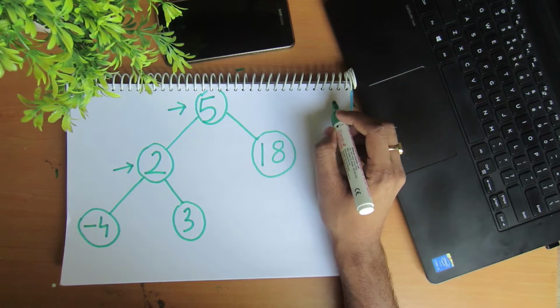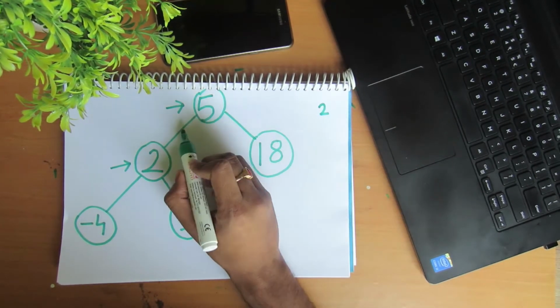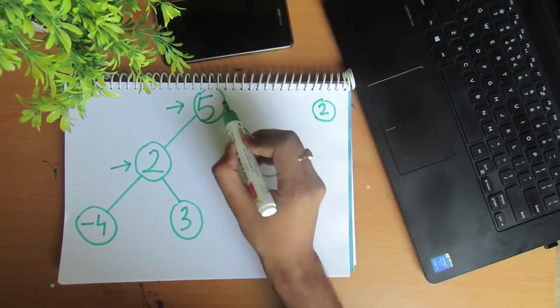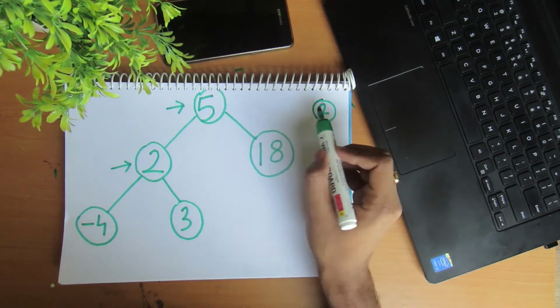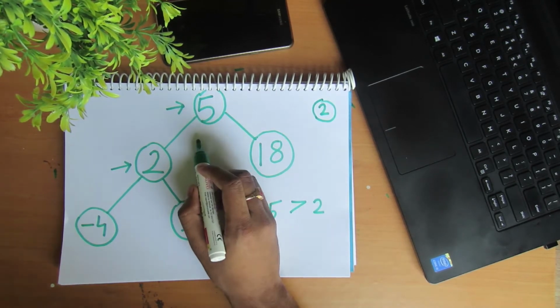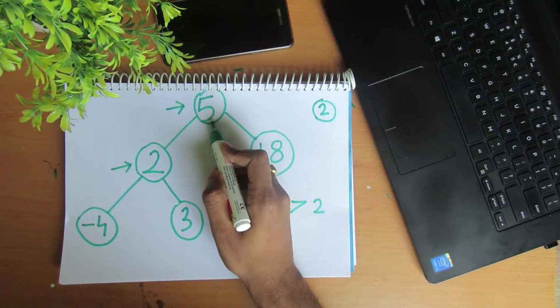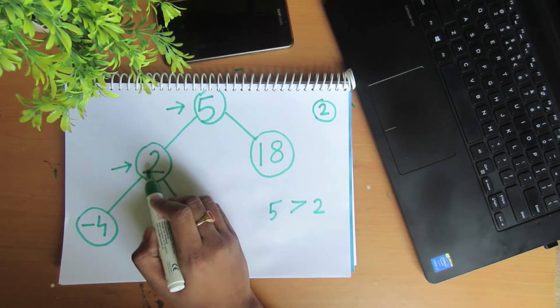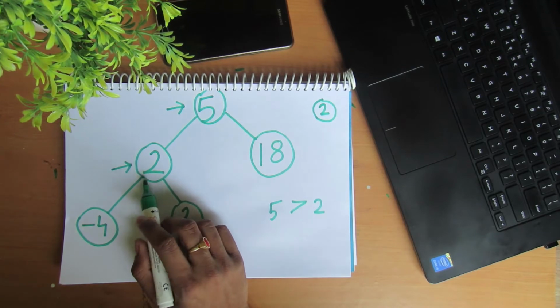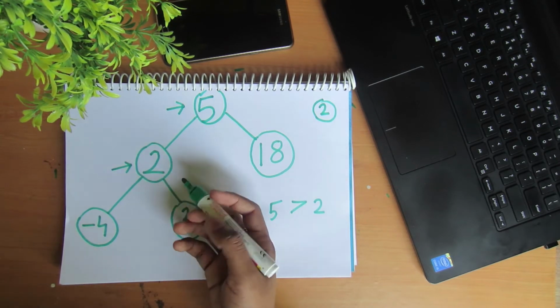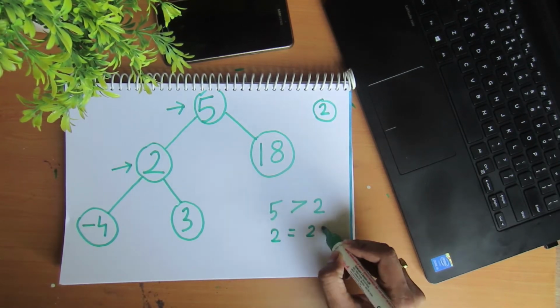Let's say that our search key is 2. To search for 2, we need to start from the root, that is 5. We have to compare the search key with the root. Right now, 5 and 2. So 5 is greater than 2. That means an element which is lesser than 5 will stay only on the left side of this tree. So we have to move towards the left side. Then we compare the left side's root. Right now it is equal to 2. So 2 is equal to 2. Hence we have found the key.